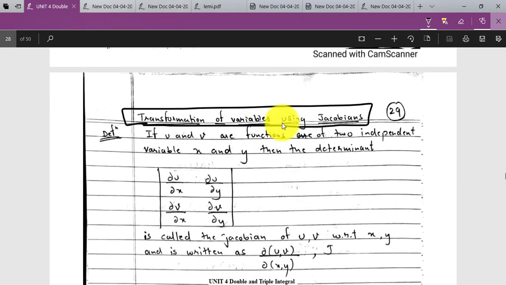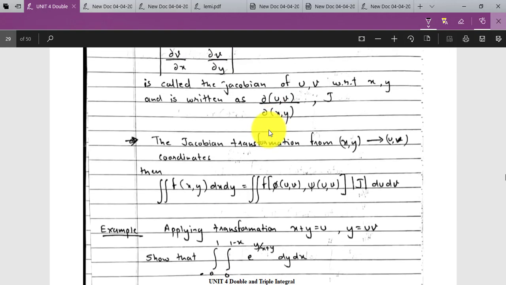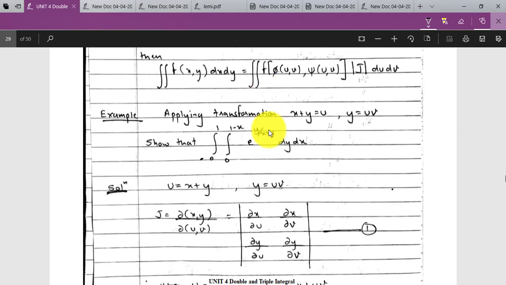Again, the same thing I have written, how to change. This is the definition which I have written, but here it is in terms of u and x. Let me go directly to the problem.